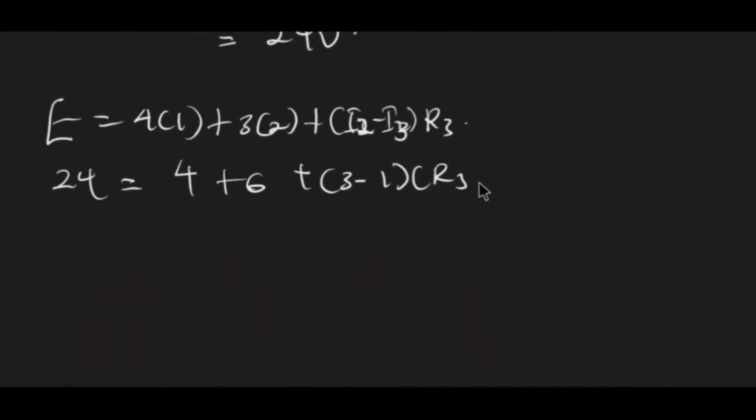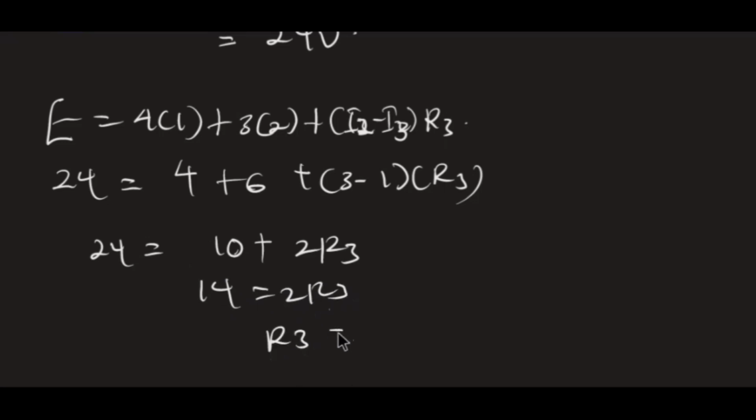So here, once I get this, I move on. 24 is equal to 10 plus 2R3. Then we'll go, I'll get 14 is equal to 2R3. My R3 is simply 14 on 2, which is equal to 7.